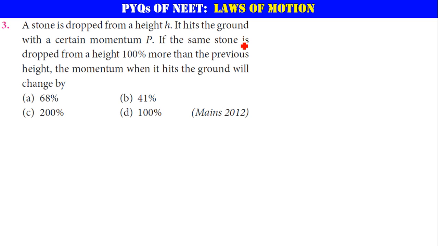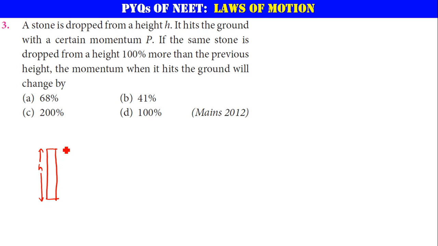If the same stone is dropped from a height 100% more than the previous height, the momentum when it hits the ground will be changing by. So you have to find the percentage change in momentum. Okay. So first of all, let us say the momentum when you are dropping the stone at a height h.